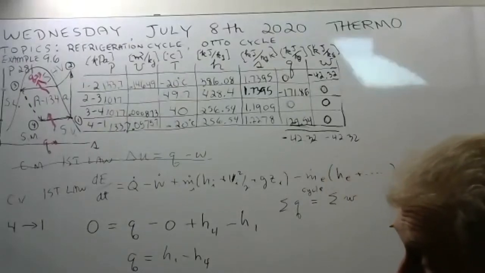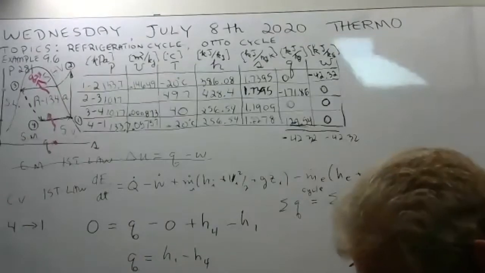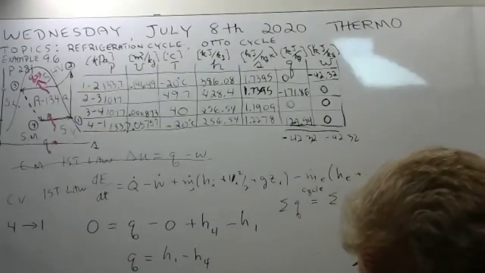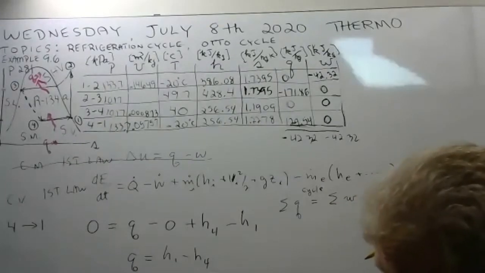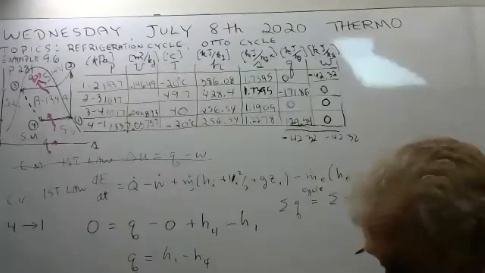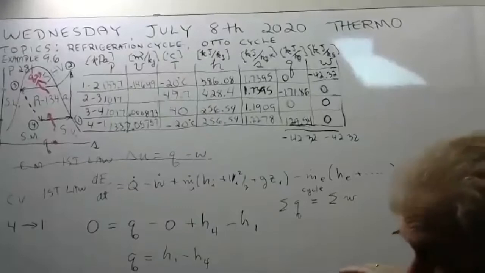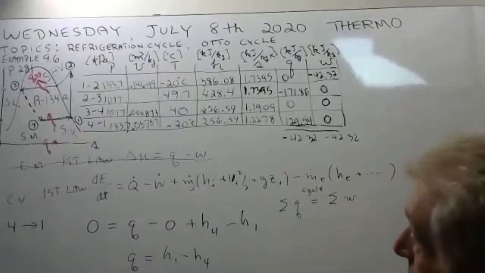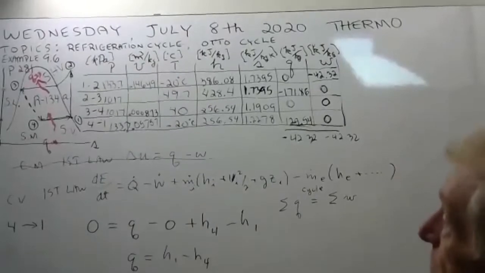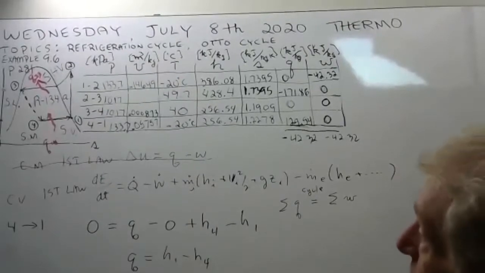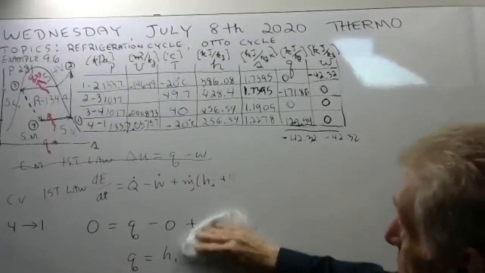Let me see if I can find that. Let's see, 9.6. Yeah, here we go. They wanted the COP and the capacity. And let me see if I can explain that. I need a little room here. There's some room there at the bottom. We can use that. In fact, we could use all this room. Let's just make some room here.